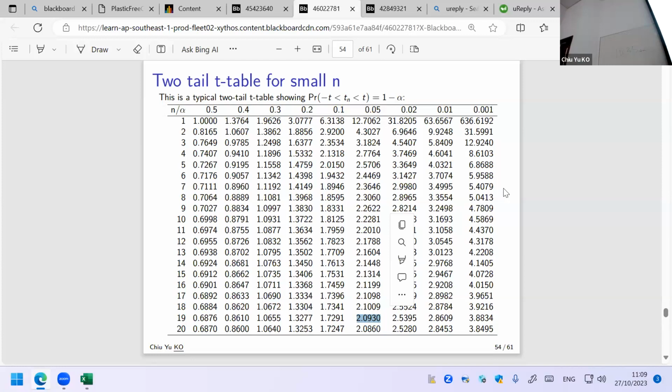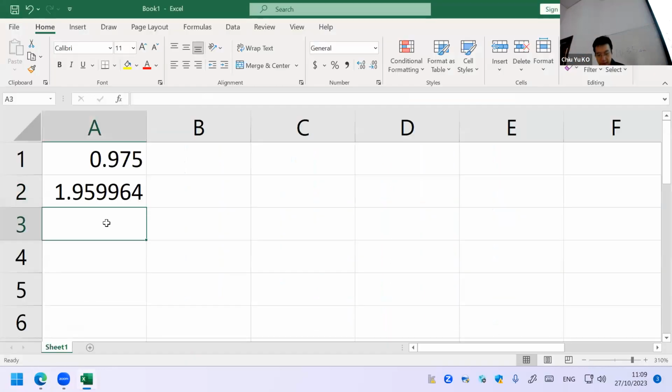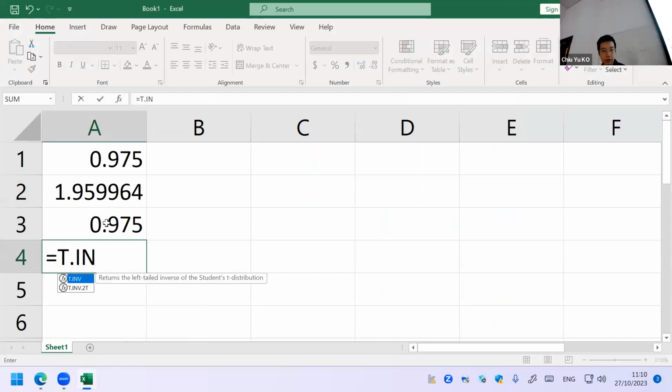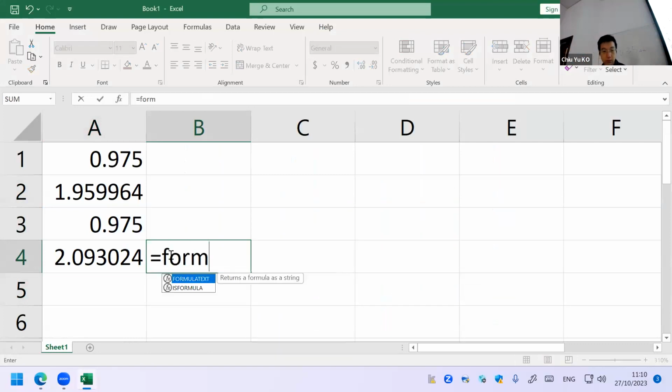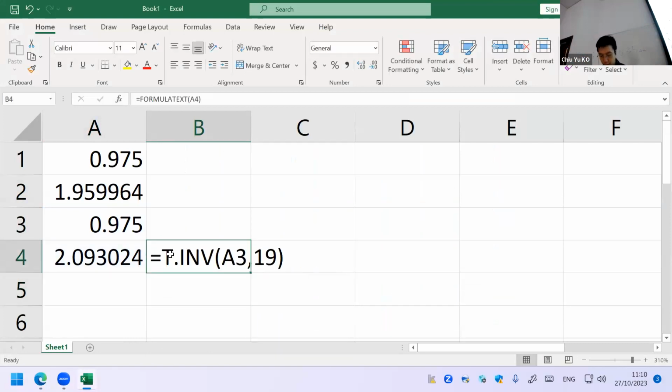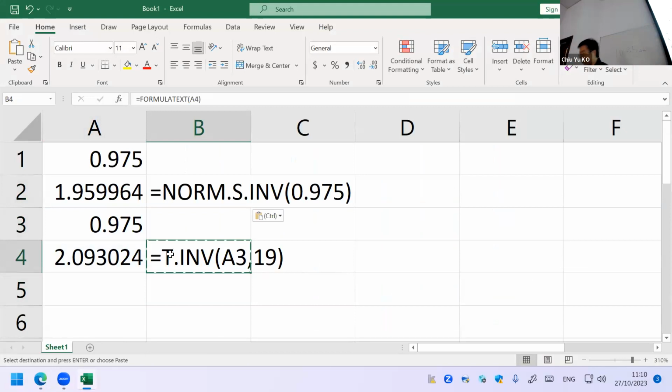Is that clear? Okay. Just go back. I do the Excel for 0.975 and T.INV with 19. So the same answer. Okay, so that would be the way to do it.